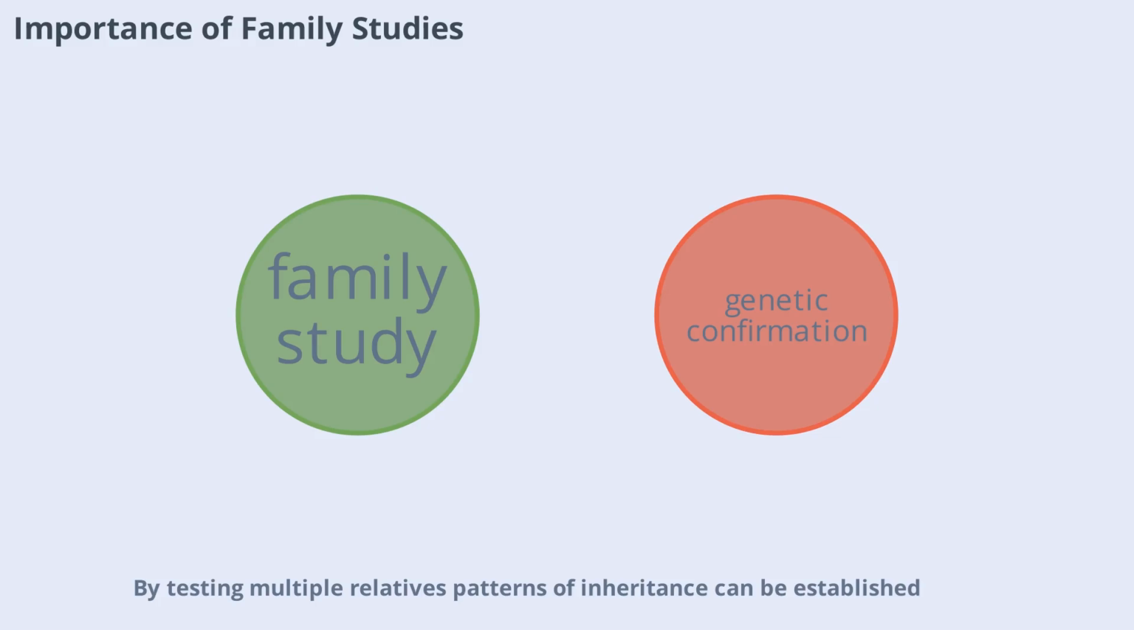Family studies play a vital role in identifying rare blood group subtypes. By testing multiple relatives, patterns of inheritance can be established, and the genetic basis of the subtype can be confirmed. In this case, the detection of the Am subtype across 3 generations provided strong evidence for its hereditary nature and underscored the value of comprehensive family investigations.